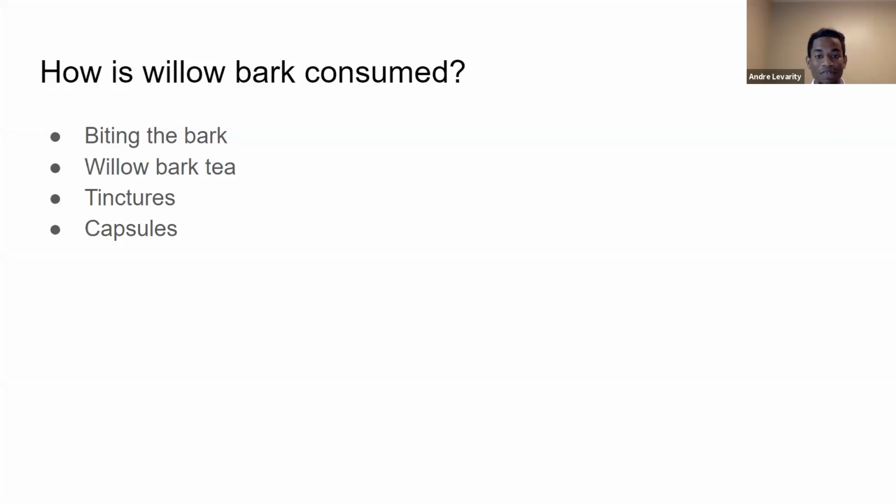Well, in a nature survival situation, your best bet would be biting the bark that you extract, or extracting the bark and making a tea out of it. And for more homemade remedies, you can make tinctures and capsules out of them as well. But in a survival situation, you're probably best off making a tea out of it to get the full concentration behind it.